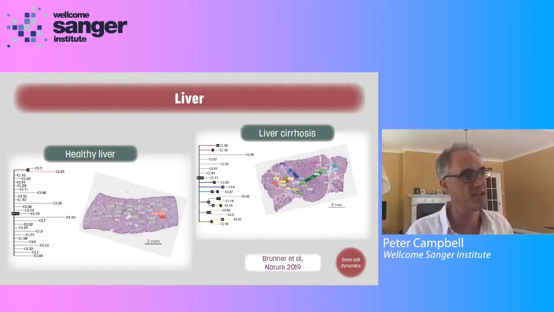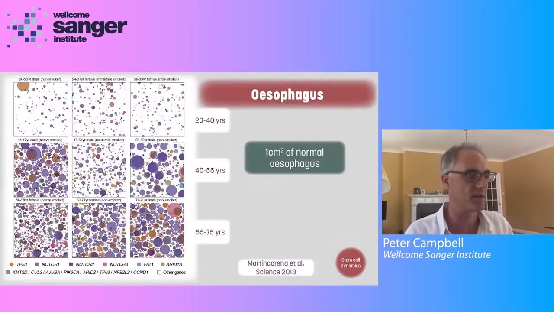In esophagus, what we see is a really quite remarkable finding. This is work from colleagues of mine, Inigo Martin-Carena and Phil Jones, showing that with age we see an increase in, this is an image of what esophagus looks like in 9 individuals as they increase in age. And each of these circles represents a clone. And you can see that with age, the size of clones increases dramatically. So the clones are much bigger in older people than in younger people in the esophagus.